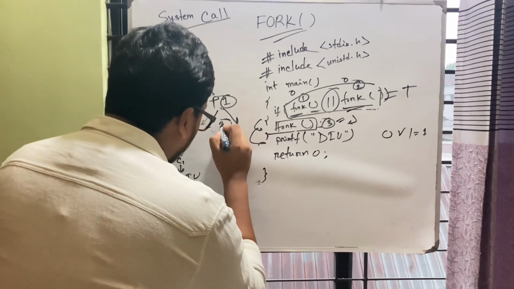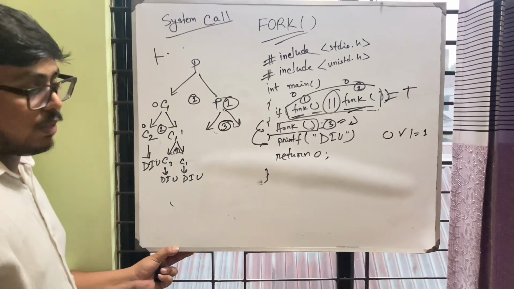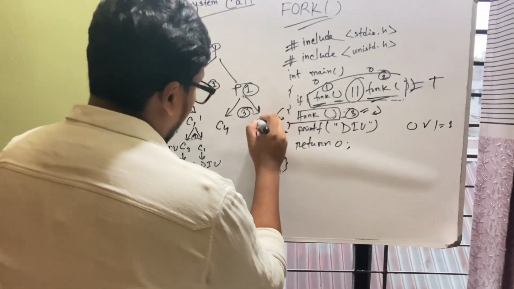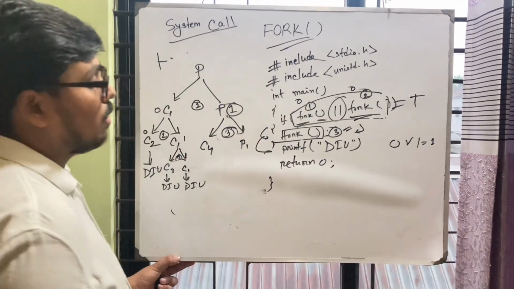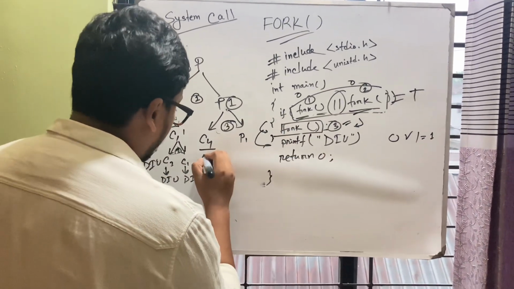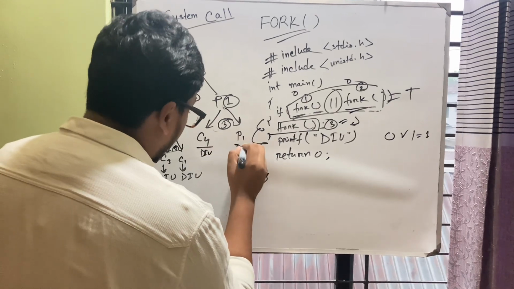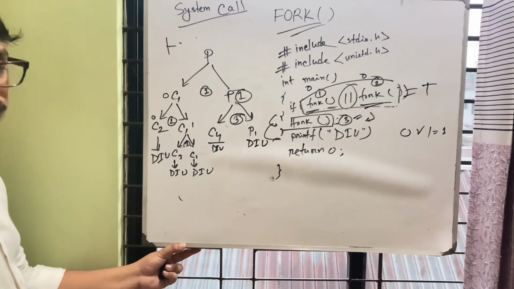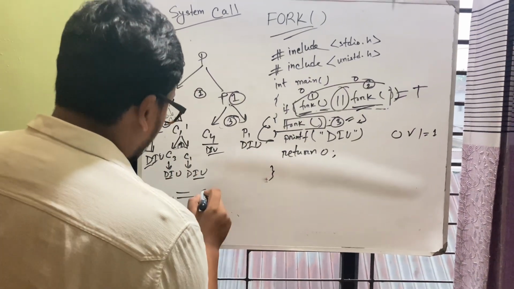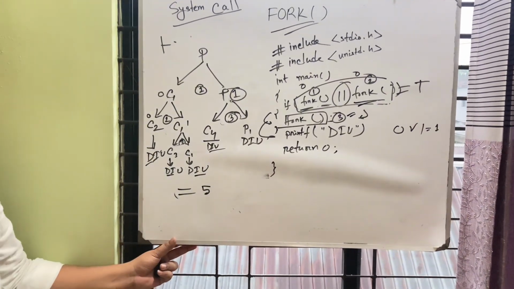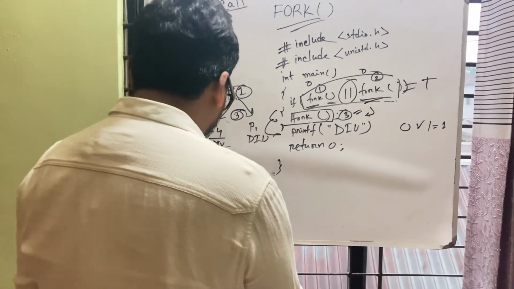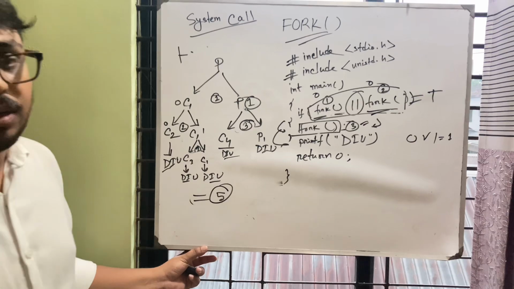Number 3 will execute here, and it will create a child of P1 and the same parent. And after this line, what will happen? It will print DIU. So how many times DIU? 1, 2, 3, 4, 5. 5 times. For the 5 times we got DIU. How many times does it print DIU? 5 times it will print DIU.